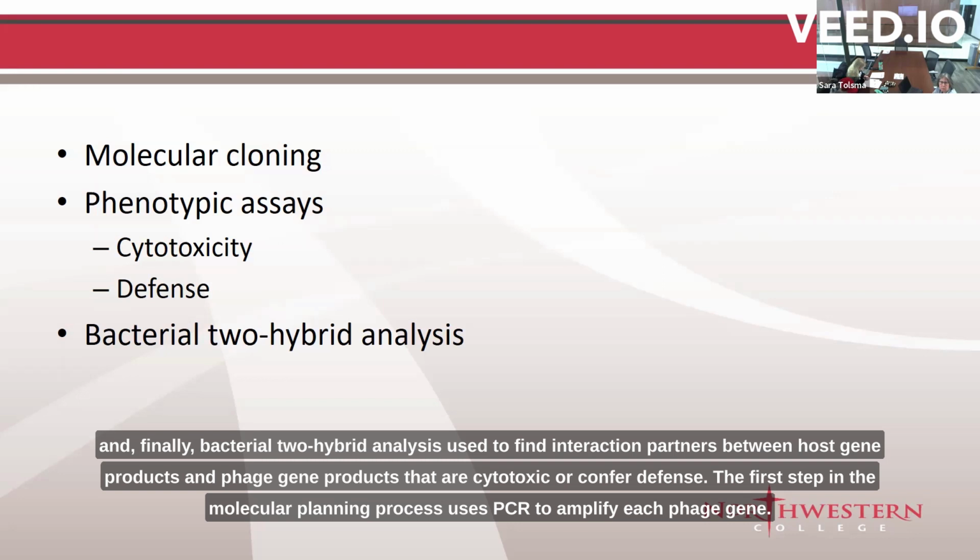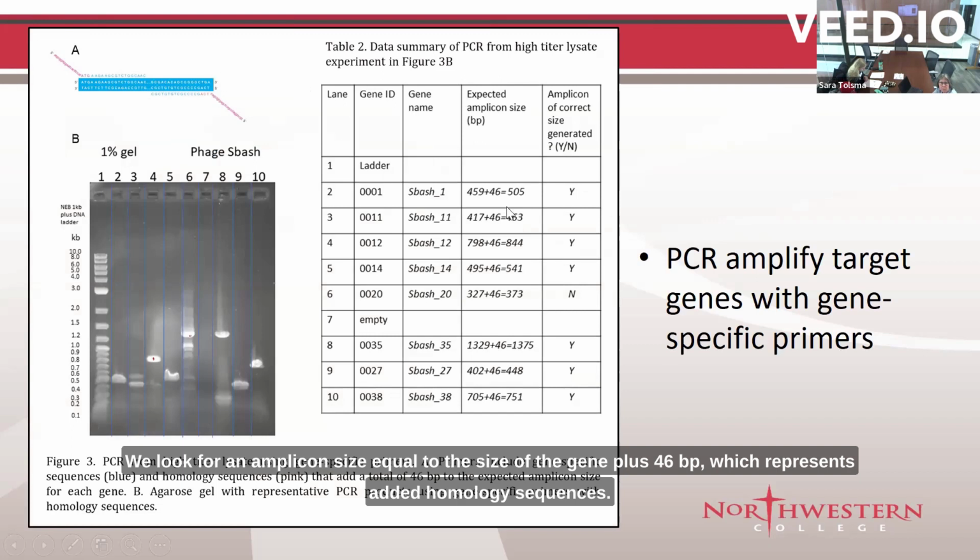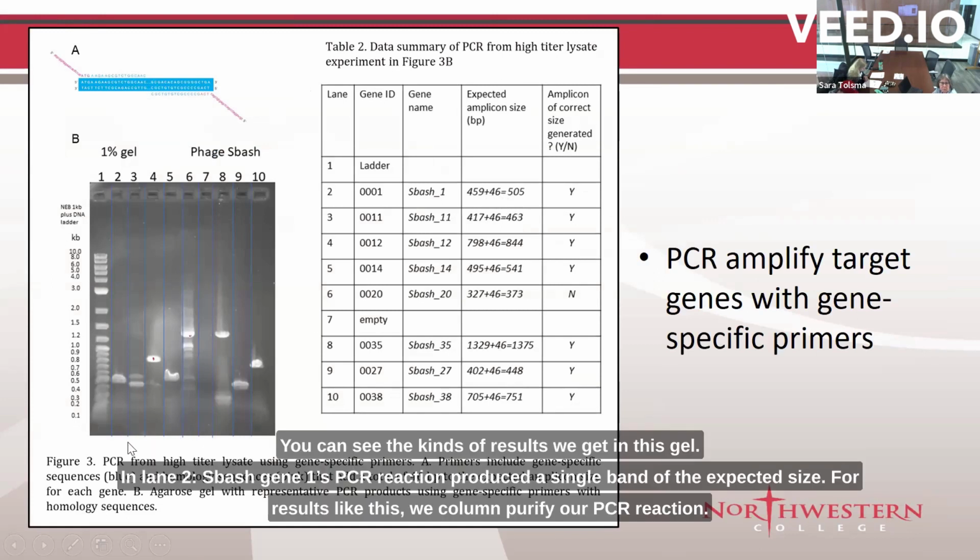cytotoxic or confer defense. The first step in the molecular cloning process uses PCR to amplify each phage gene from high titer lysates using phage-specific primers. We look for an amplicon size equal to the size of the gene, plus 46 bp, which represents added homology sequences. You can see the kinds of results we get in this gel.